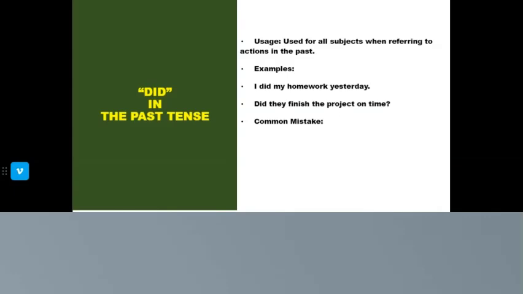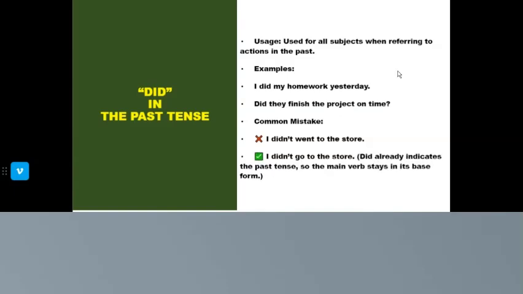All right. So then the common mistake, I didn't went to the store. You see, there is an error here. I didn't went. Now the correct thing is I didn't go to the store. Did already indicates the past tense, so the main verb should stay in its base form. So you cannot say I didn't went, you should say I didn't go.